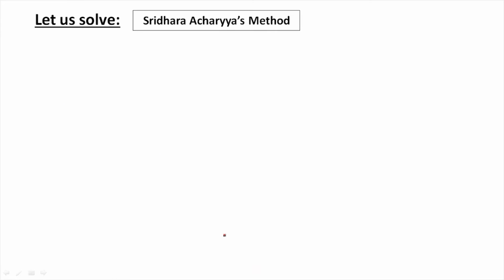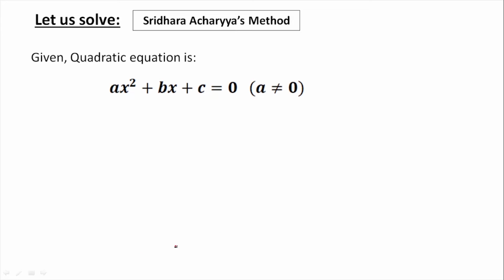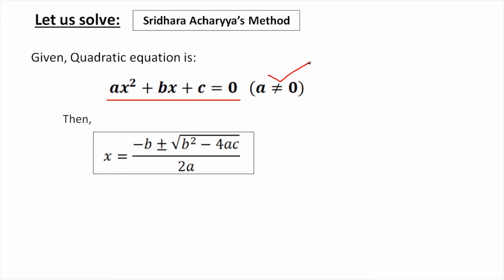So let us now see the process given by Sridhara Acharyya. Let us see the quadratic equation. Suppose this is a quadratic equation: ax square plus bx plus c equals to 0, and we know that a should not be equal to 0. That is the basic rule of a quadratic equation. Then the formula is x equals minus b plus minus square root of b square minus 4ac, divided by 2a.